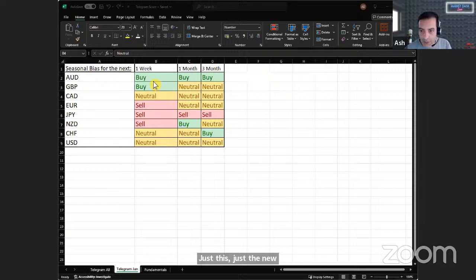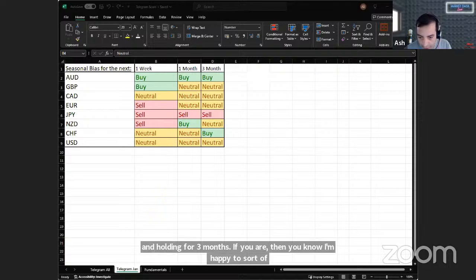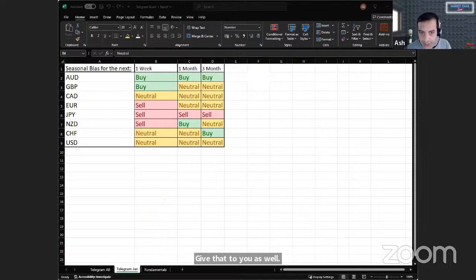This is against the dollar, so this is telling you how these things tend to track against the dollar over the next week, month, and 3 months. I think the 3 month might be a little bit useless to us because I don't think anybody's trading and holding for 3 months. If you are, then I'm happy to give that to you as well. But this is the new way now, because that's all tracked against the dollar.